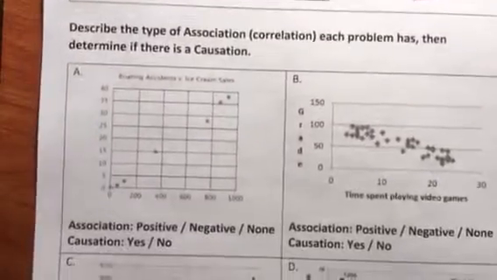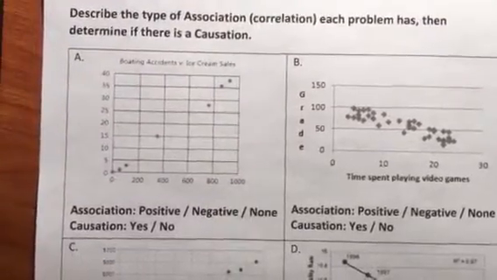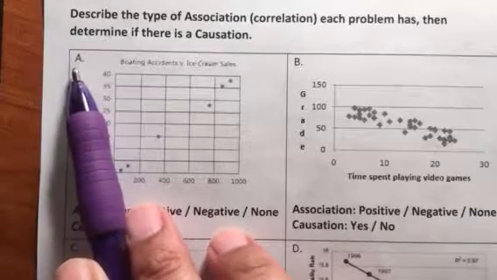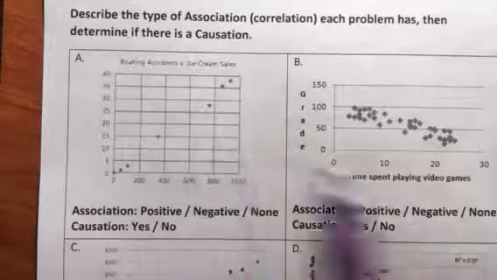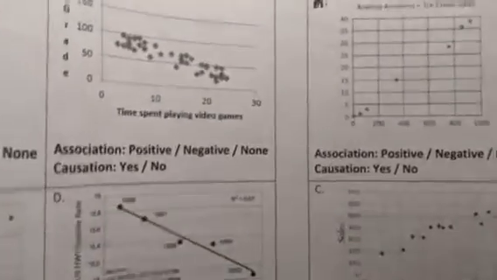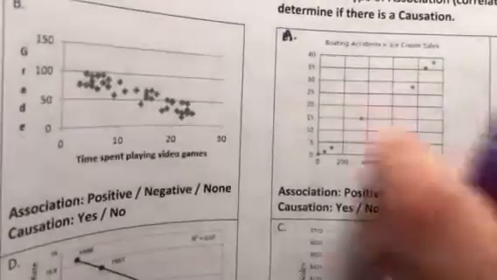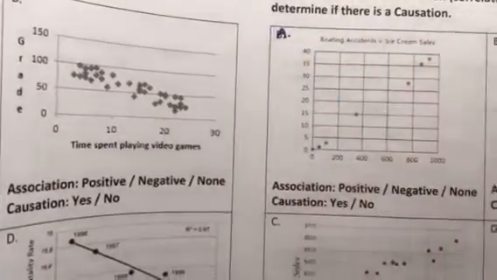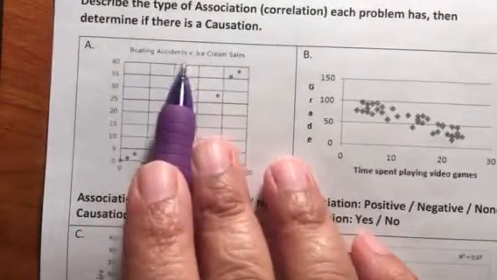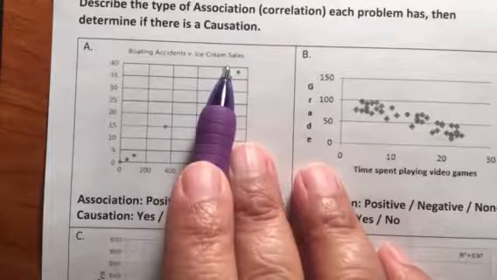For example, on the first one, letter A, and some of y'all may need to change this letter A on some of y'all's. I'm going to try to change it here, but if I don't, just know it's the same thing as letter A. Okay, so boating accidents versus ice cream sales.